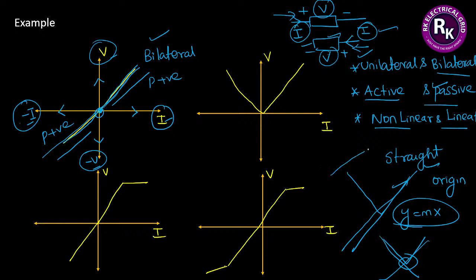If you have only one at all points, then that is called what? Straight line only. Yes, that is correct. So what is the conclusion here? Given element is linear, passive and bilateral.